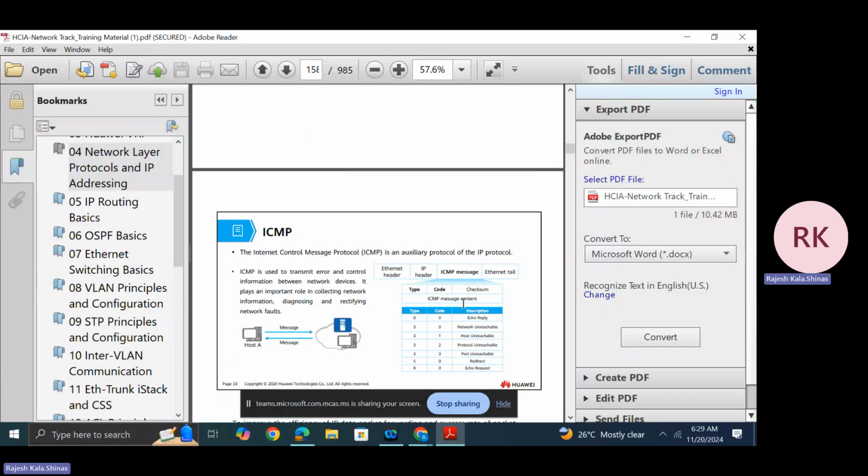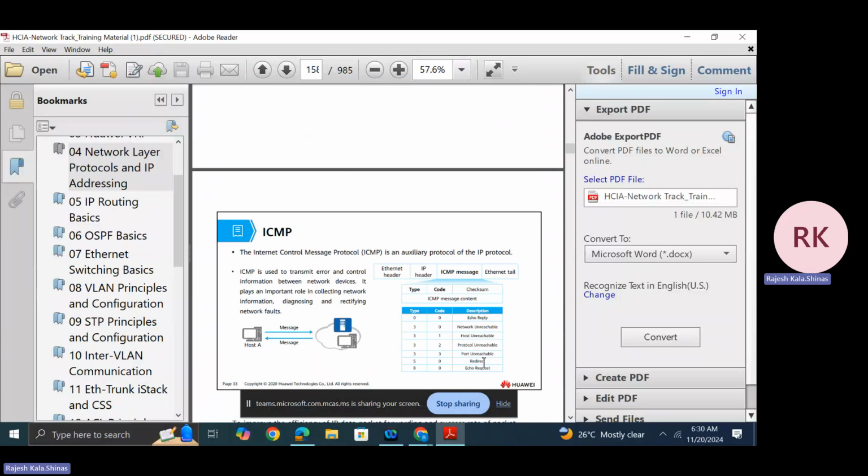ICMP has a table where we have the type of message, the code, then the description. So type 0, code 0 is echo reply. Whenever you are pinging, the ping request goes as echo request, and the ping reply comes as echo reply. Type 3 code 0 is network unreachable, code 1 host unreachable. The host is not existing or not reachable. Network is not existing or unreachable means code 0. Code 2 means protocol unreachable, the protocol you are using is down. Port unreachable means the source port or destination port you are communicating with is not reachable.